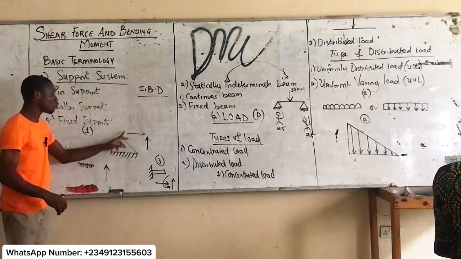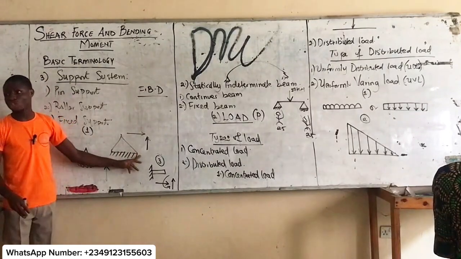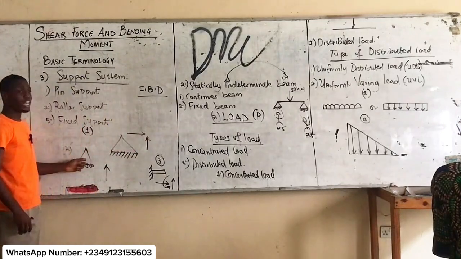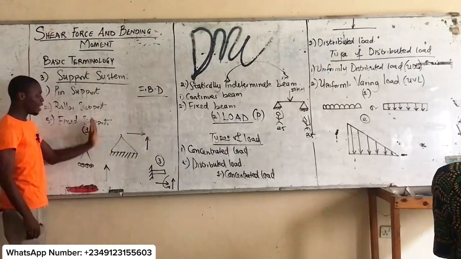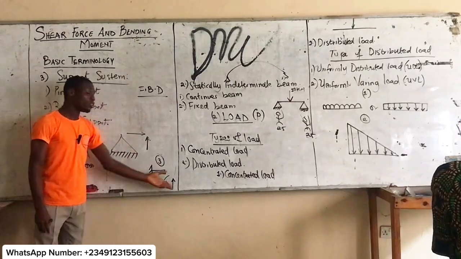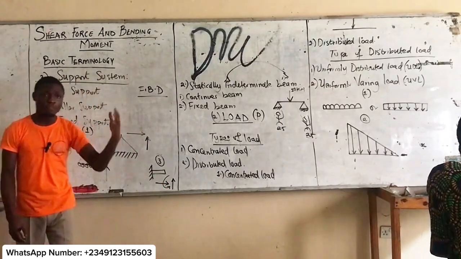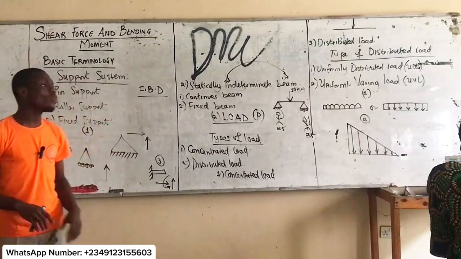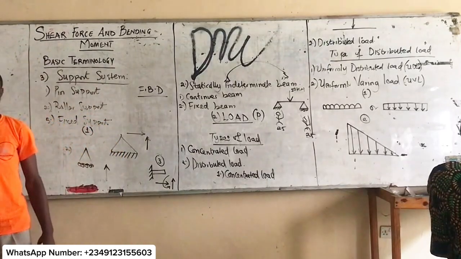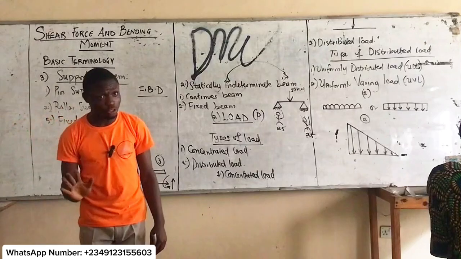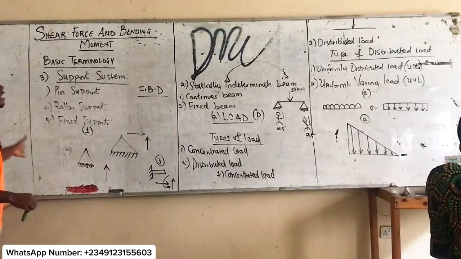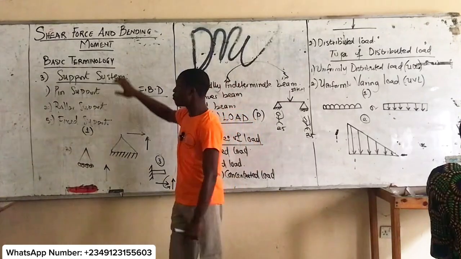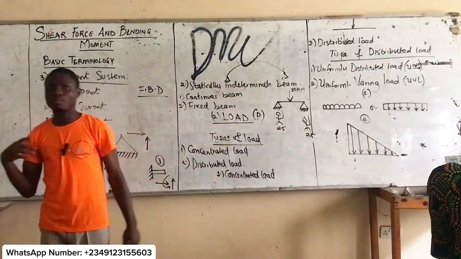Please note the free body diagram for each support. For pin, I have two reactions: vertical reaction and horizontal reaction. For roller support, I have just a vertical reaction. While for fixed, I have three reactions: the vertical, horizontal, and moment. So what's moment, please? Force times distance. True or false? Alright. Now, with all this discussion, let's start solving problems under shear force and bending moment.